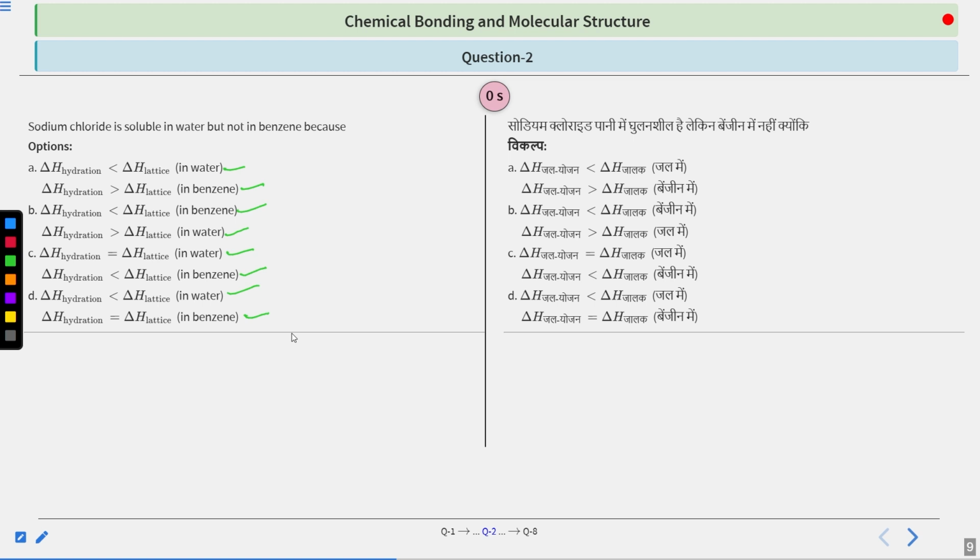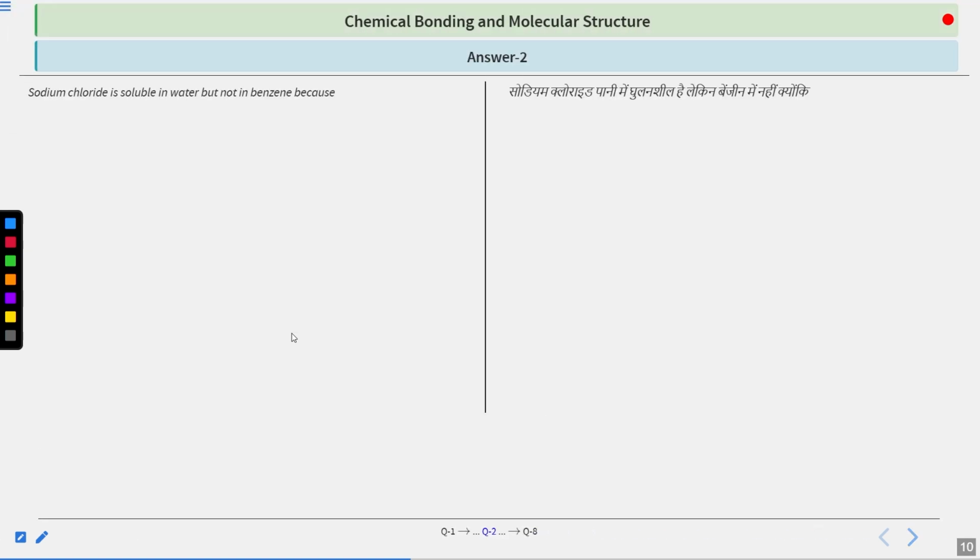Okay, now let us see the solution. So first of all, what is asked here is why is sodium chloride soluble in water? We know it very well. Water is a polar solvent, so it will dissolve polar compounds, and table salt is obviously soluble in water, but not in benzene because it is a non-polar solvent. But the question is asked in terms of thermodynamics, so we are considering the enthalpy change here. So keeping that in mind, our correct answer should be B.